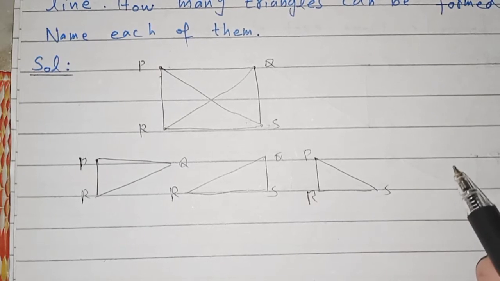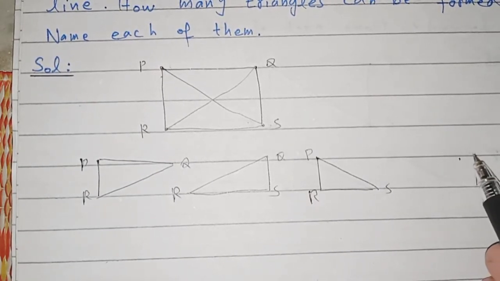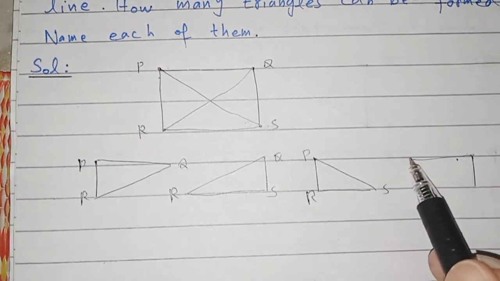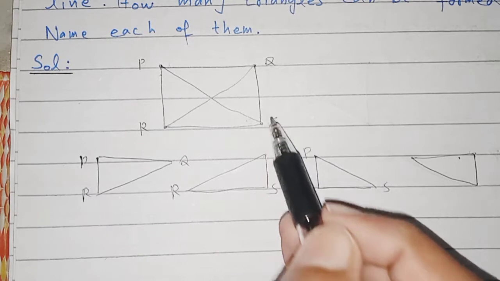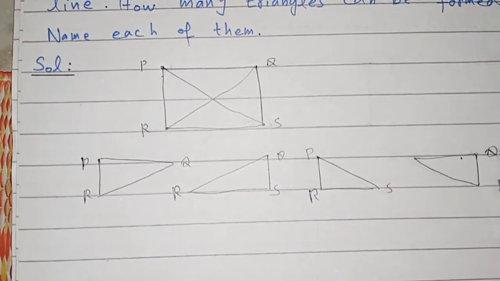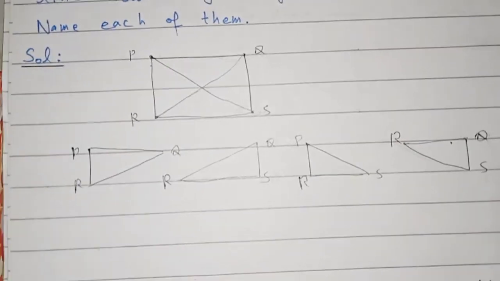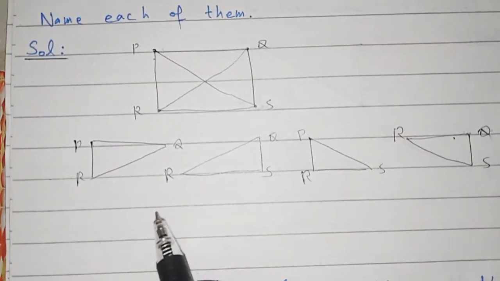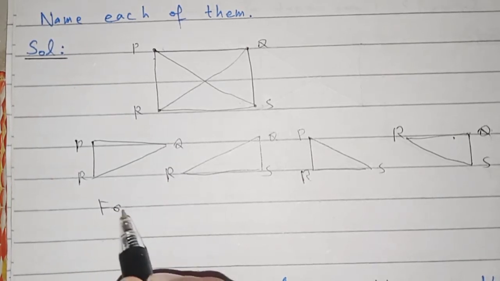By looking, this triangle is also forming like this. This one, Q, S, and R. We can see that there are 4 triangles that are forming. So we can write 4 triangles.